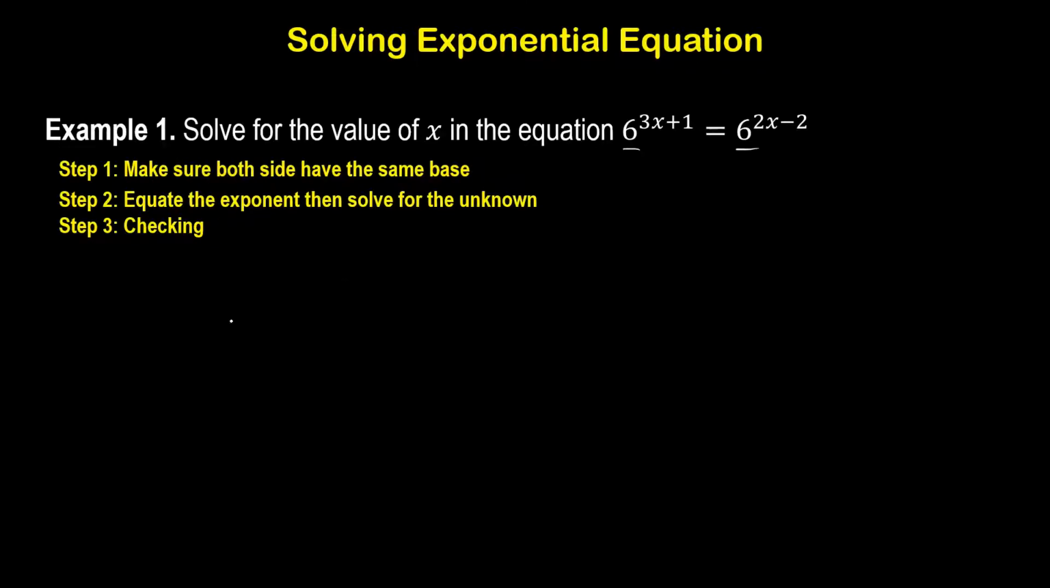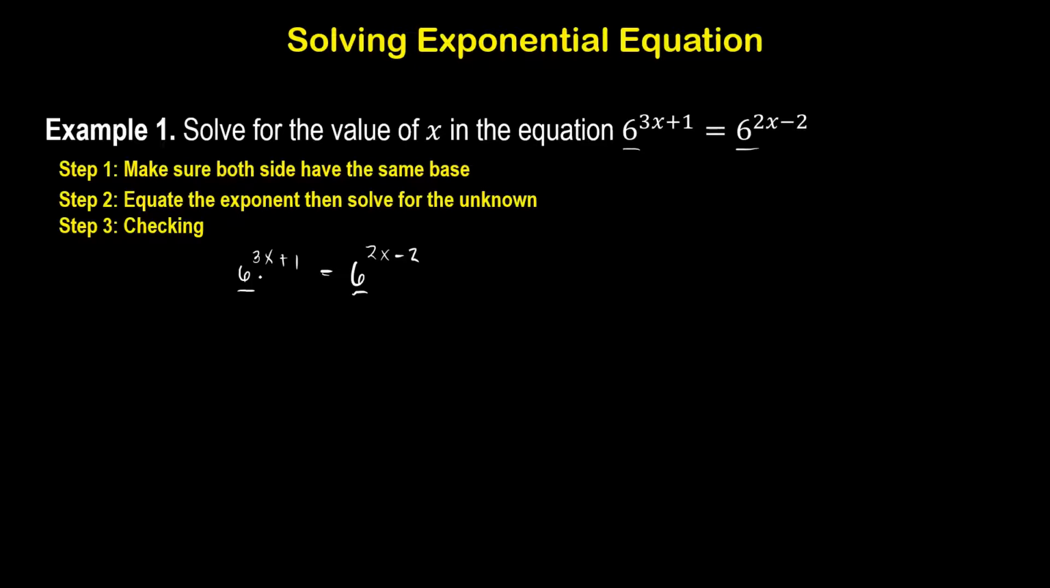Now here we have our given 6 raised to 3x plus 1 is equal to 6 raised to 2x minus 2. Now, for our first step, we need to make sure that both sides have the same base. So, in this case, kung makikita natin, same yung mga base natin. Dito yung base natin dito is 6. Yung base naman dito sa right side is 6. So, therefore, they're equal. So, we are done with step 1.